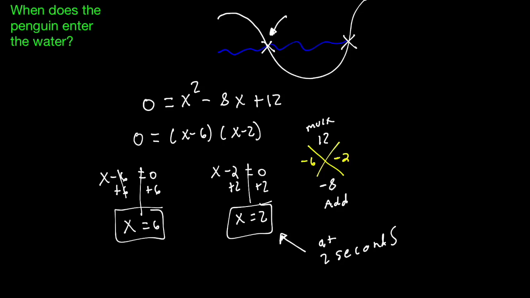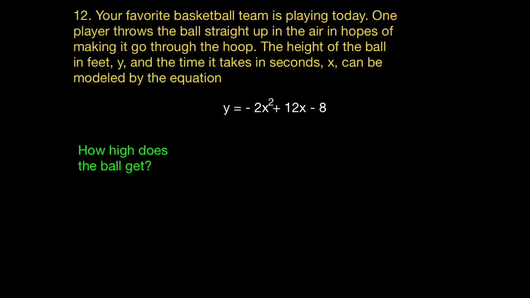Let's look at another application problem, example number 12. Here, your favorite basketball team is playing today. One player throws the ball straight up into the air in hopes of making it through the hoop. The height of the ball in feet, y, and the time it takes in seconds, x, can be modeled by the equation y equal to negative 2x squared plus 12x minus 8. How high does the ball get? So here we have a scenario where a basketball player throws the ball and we're trying to see how high the ball gets. So here we're trying to get the y value of the vertex.